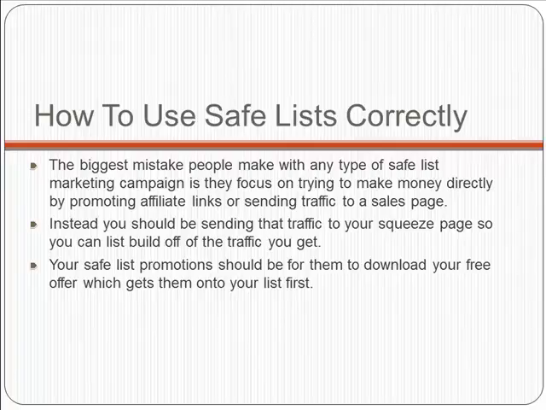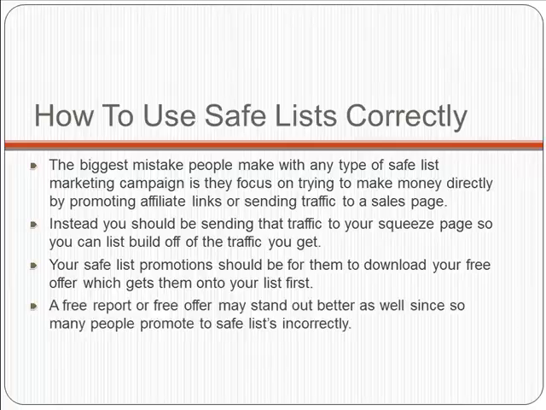Your safe list promotion should be for them to download your free offer, which gets them onto your list first. That should be how you position all your safe list promotions, and we'll talk about what that looks like. A free report or free offer may stand out better as well, since so many people promote the safe list incorrectly. So many people are all about, let me see how much money I can make. I have this chance to email these people, so let me promote to them a multi-level marketing deal. Somebody else might promote all these affiliate offers and they think, oh, I'm going to get all this traffic.